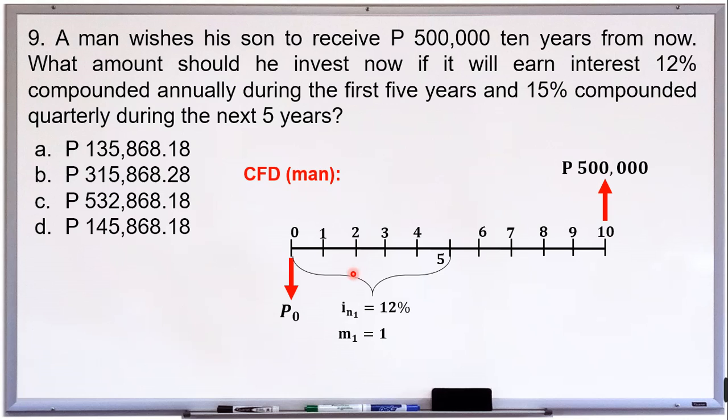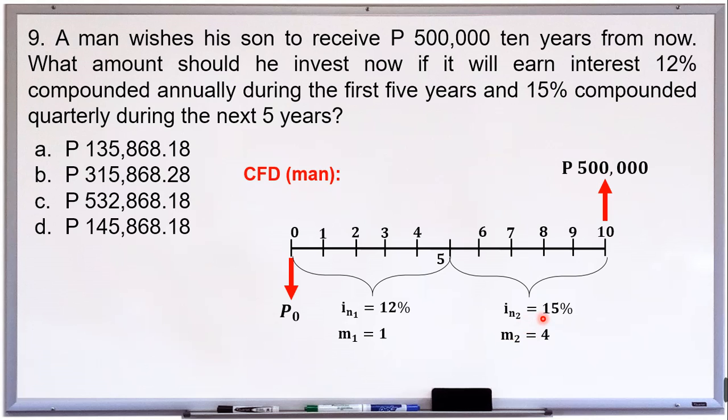Now, again, for the first 5 years, our nominal interest rate is 12%. The compounding scheme is annually. And for the next 5 years, the nominal interest rate is 15%. This is compounded quarterly. So our compounding scheme is equal to 4.